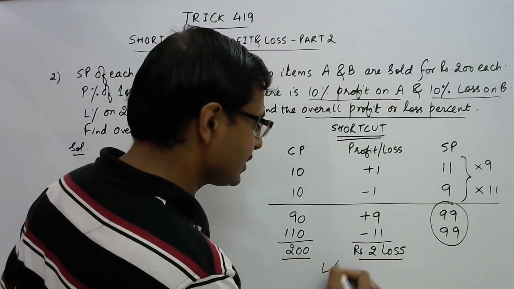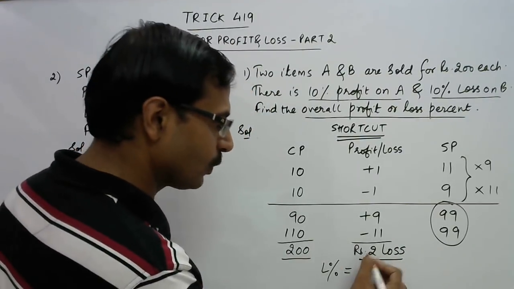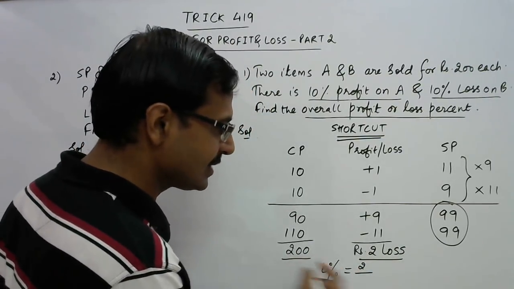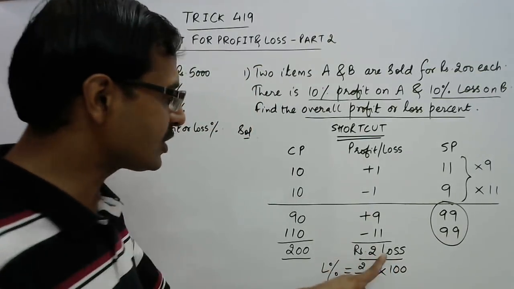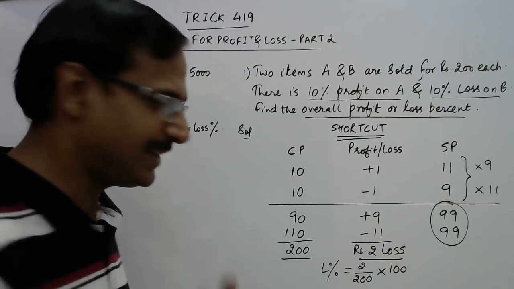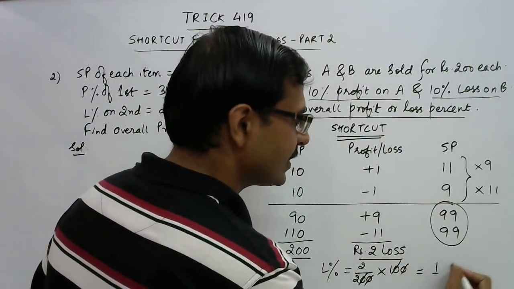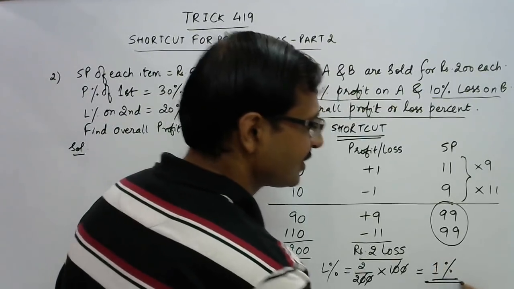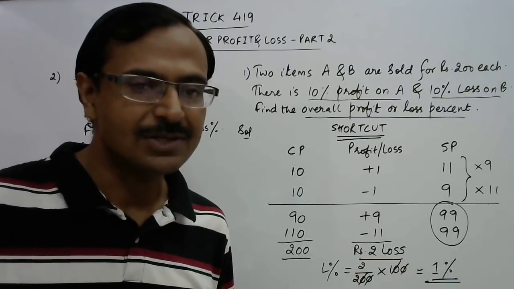So loss percent, what is the formula for loss percent? Loss rupees 2 upon cost price rupees 200 into 100. So loss upon CP into 100. And here we have the answer 2 by 2, that is 1% loss. Here we have the overall answer of this question, 1% loss.